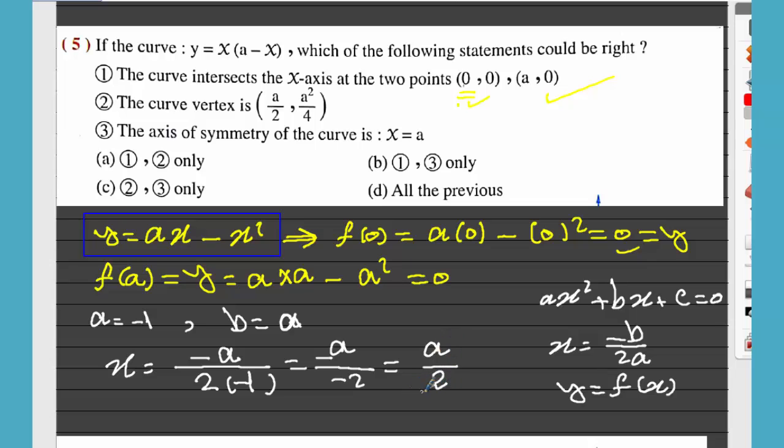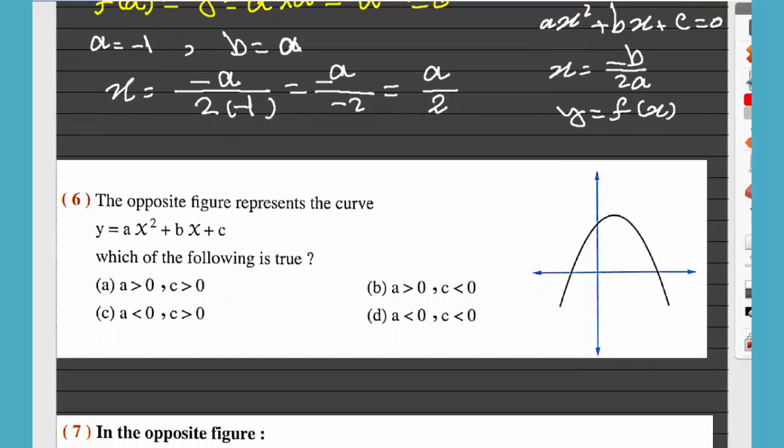So a over 2 is the x coordinate of the curve vertex. So what is the value of the y coordinate? We said y coordinate equals f of x. Y coordinate equals f of a over 2 because x equals a over 2. And we will solve it here.